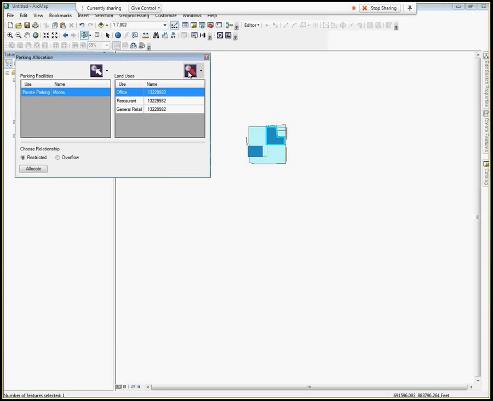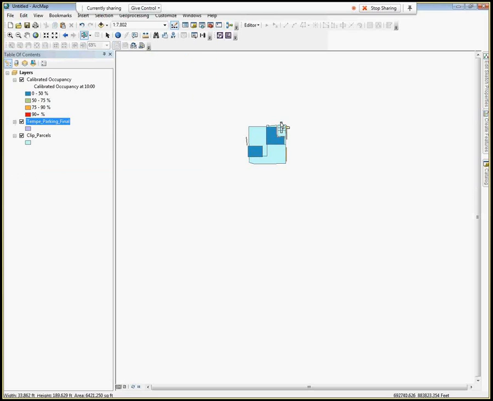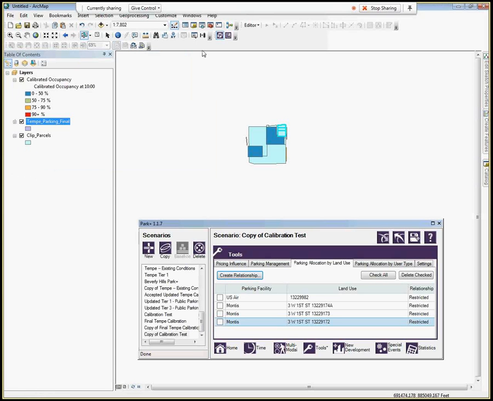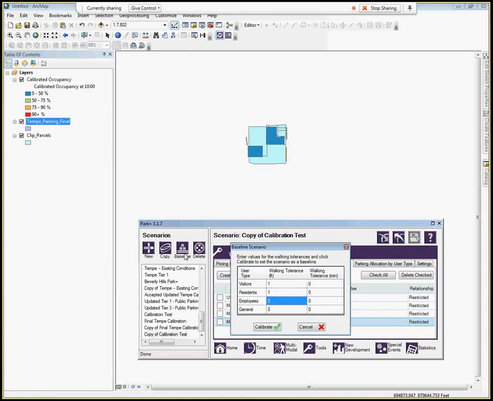So this is our restaurant, and there's our land uses. So we'll select all the restaurants, and it's actually one restaurant that makes up all three parcels, and we'll allocate that to the parking. So now we go in, and we've got the four relationships set up that we had previously. We click save, and let's go through that calibration process again.